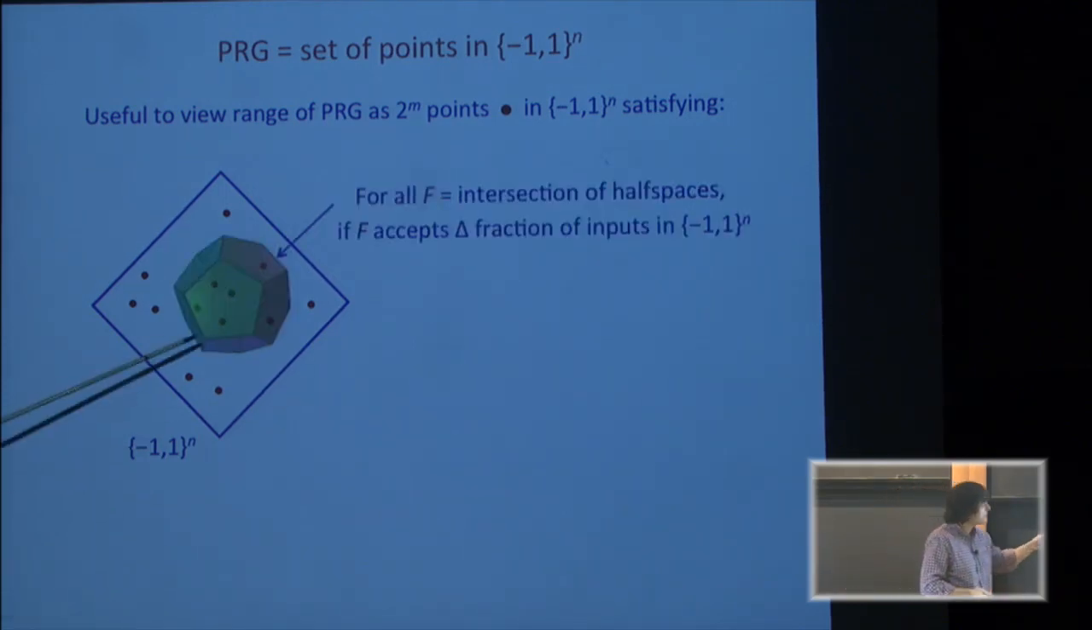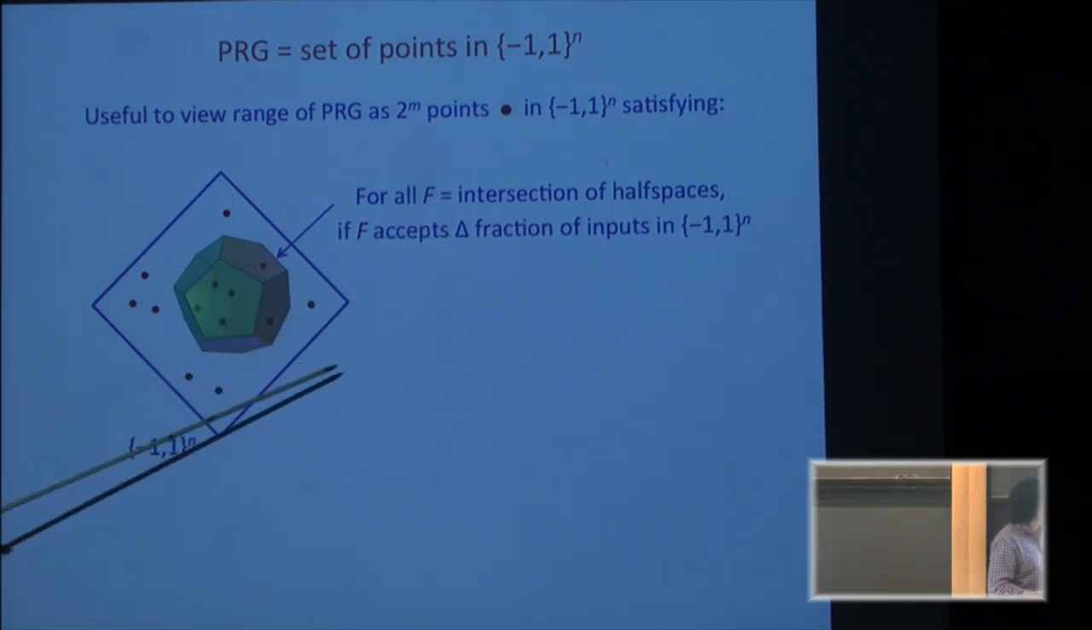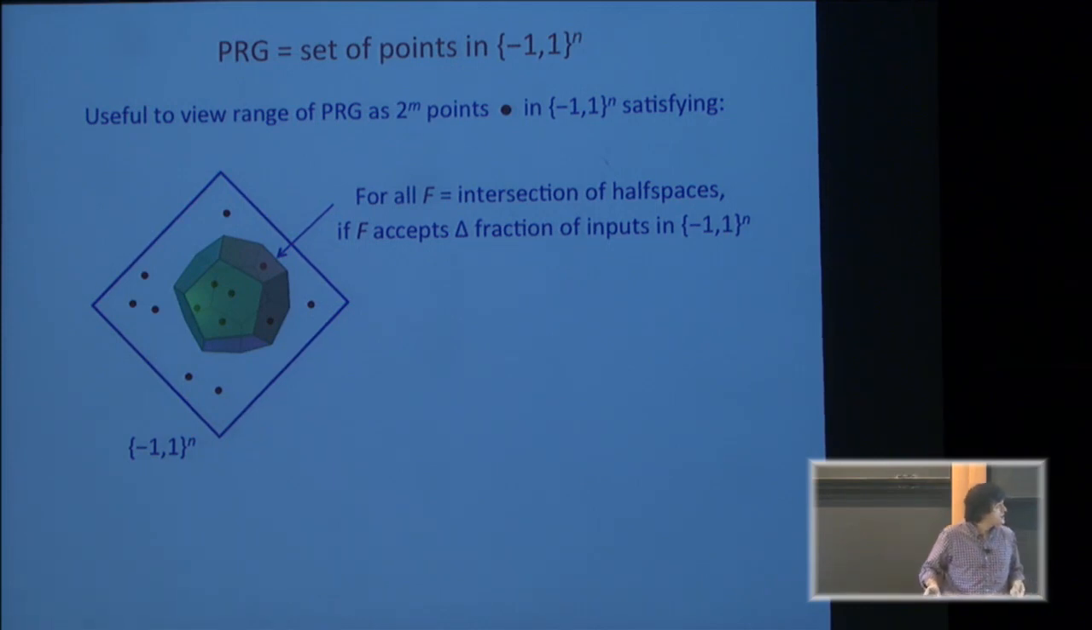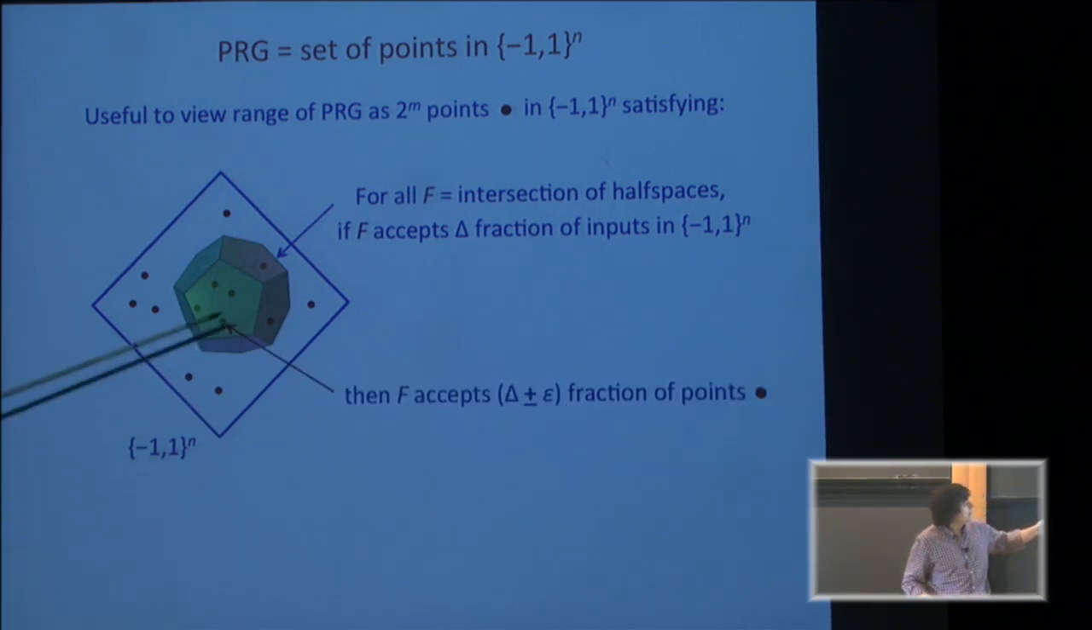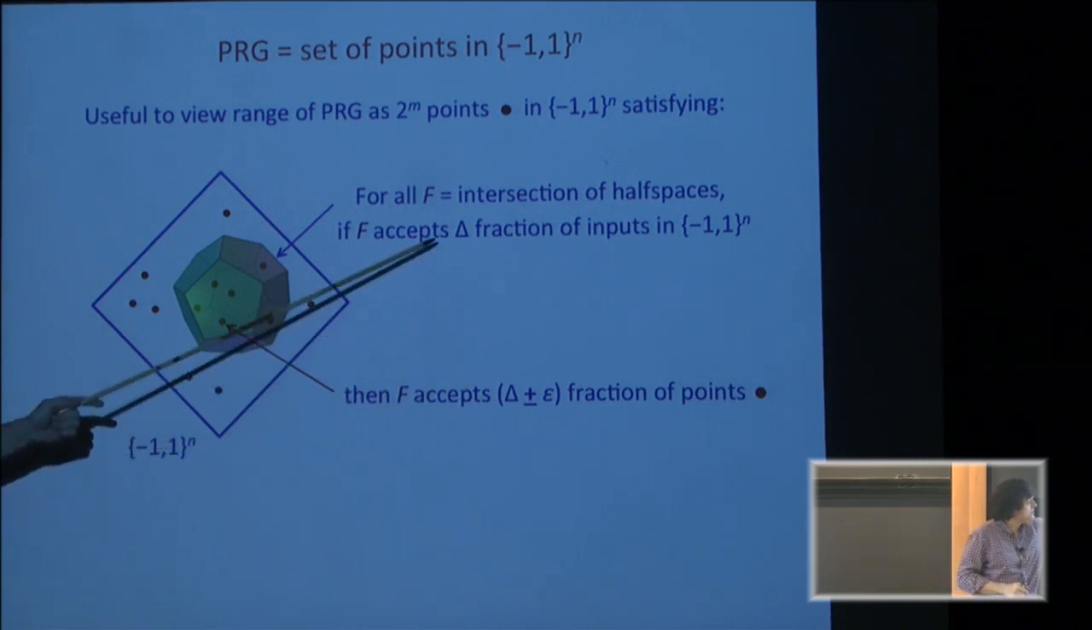So in other words, any polytope, any function in our class, accepts some certain fraction of the entire 2 to the n points of the Boolean hypercube. The condition of a PRG is that the fraction of the red points, the fraction of points in the output space of the PRG that the function accepts, should be very close to this true fraction.